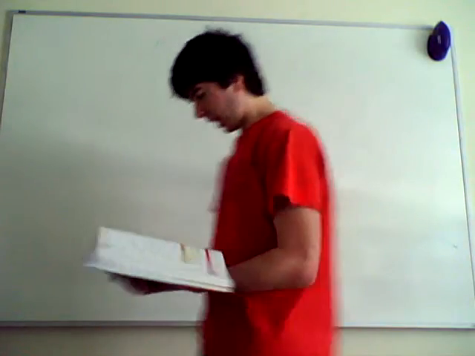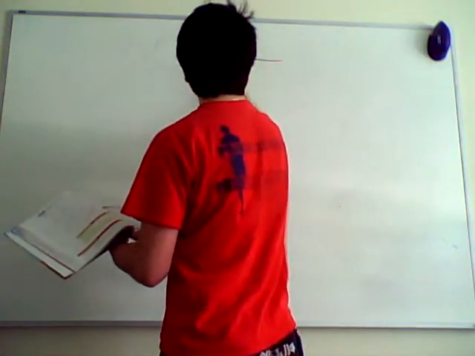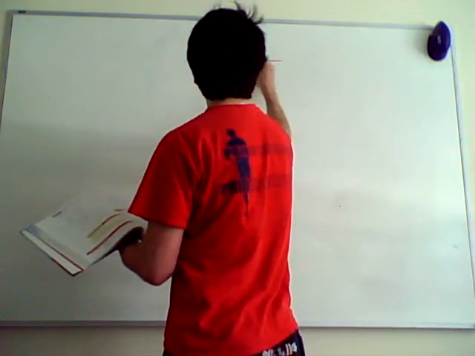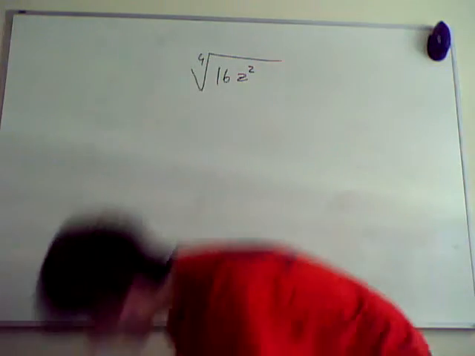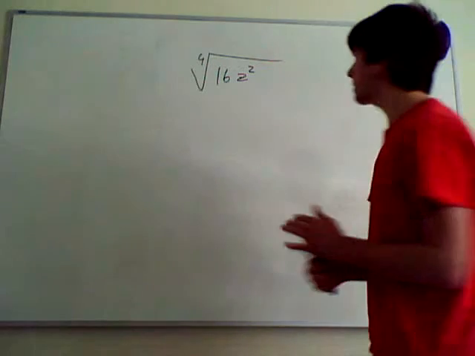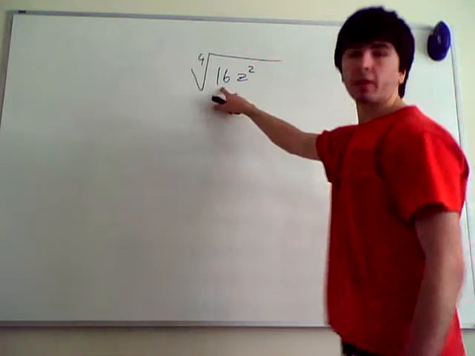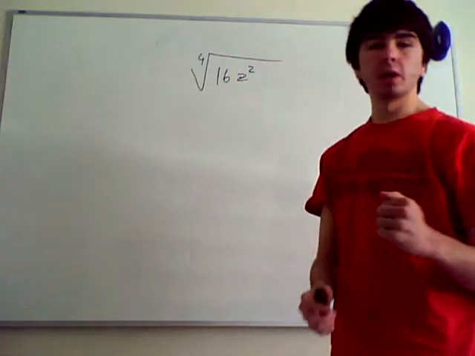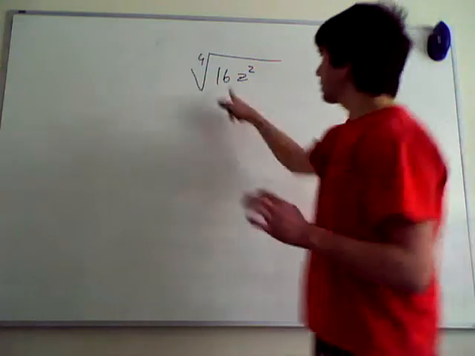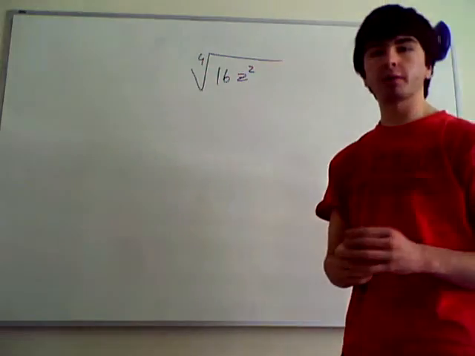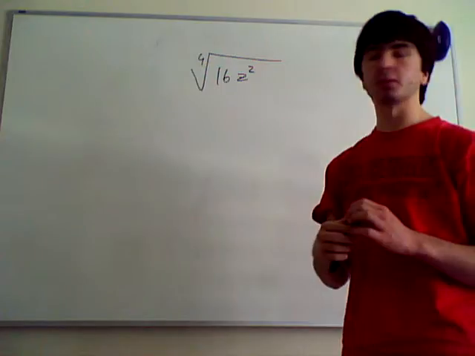Alright, so for example, I have the fourth root of 16z squared. And I want to write this with rational exponents. First of all, when you're dealing with numbers and rational exponents, here's what you want to do. You know 16 is a square of 4, right? And 4 is a square of 2.